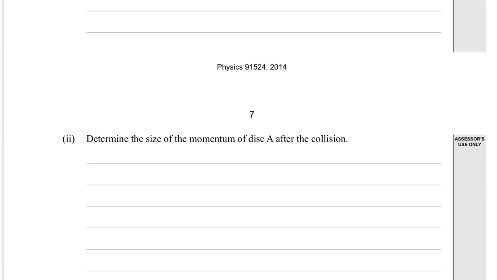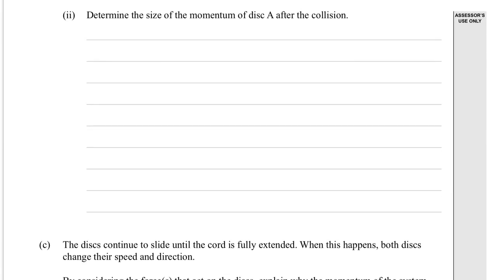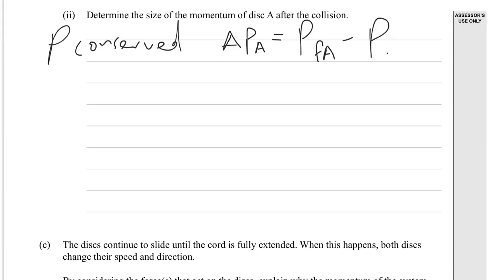Okay, carrying on. Part 2, determine the size of the momentum of disc A after the collision. So this is where we're getting into some vector calculations here. Momentum must be conserved. So the change in momentum for A has to be the final momentum of A minus the initial momentum of A. So we're actually trying to find the final momentum of A, but the vector equation we use is still going to be the same. We know the initial momentum, and we know the change in momentum of A, because we're told what it is up above. It's just a matter of finding all of the angles and working that out.